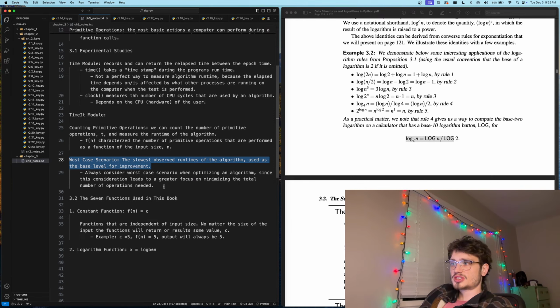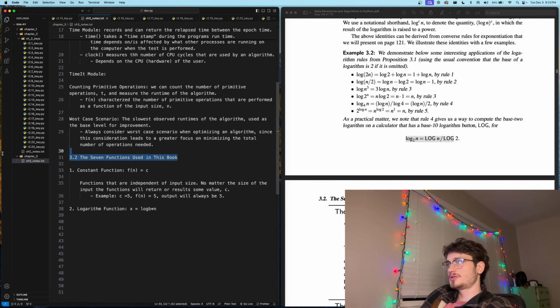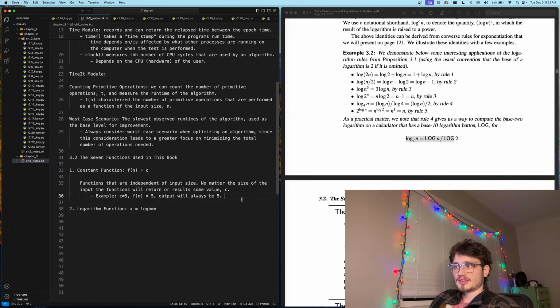So then we started to get introduced to the 7 functions used in this book. We were introduced to the first one, which is the constant function. This took us a little bit to understand, but with some help from the chat, we were able to deduce that this function has no dependence on the sample size n, where no matter what value of c is provided, the function will return that value of c. So if c is equal to 5, then f of n is equal to 5. Output will always be 5 in this case.